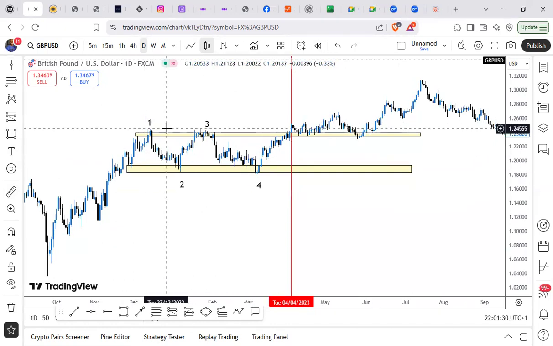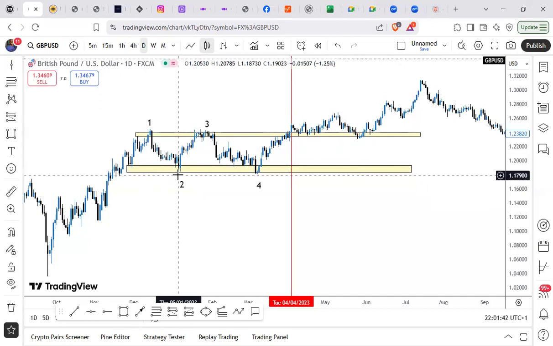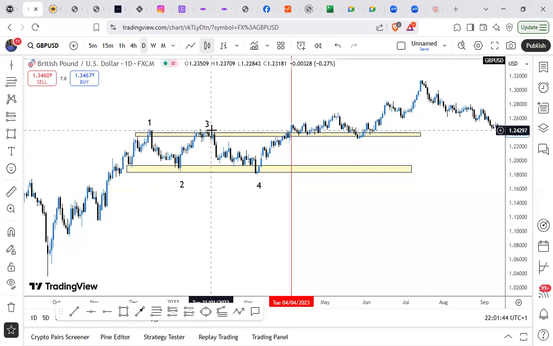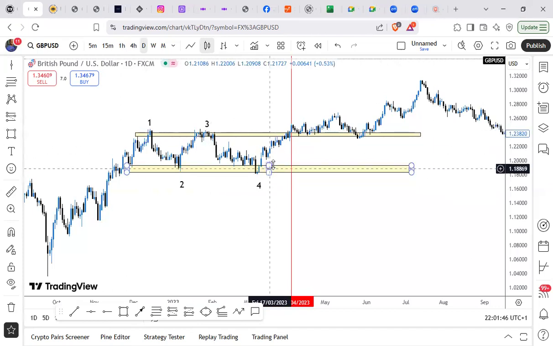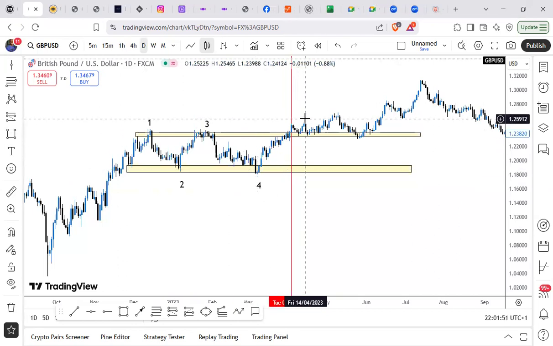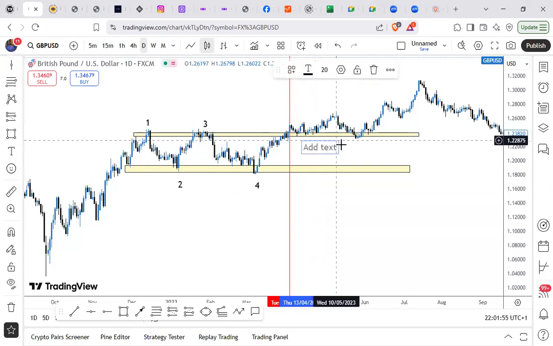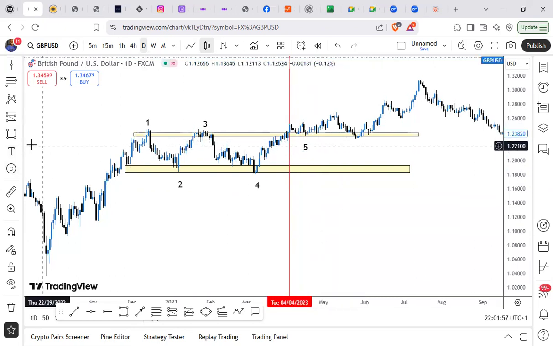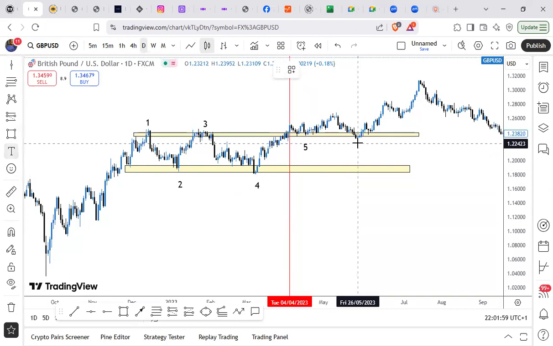So, can you guys hear me? Yes. All right. So now, number one was once a what? Resistance. Number two, support. Number three, resistance. Number four, support. Then what happened? As the price broke the resistance, it now turned to what? Support. At number what? At number five and number six.